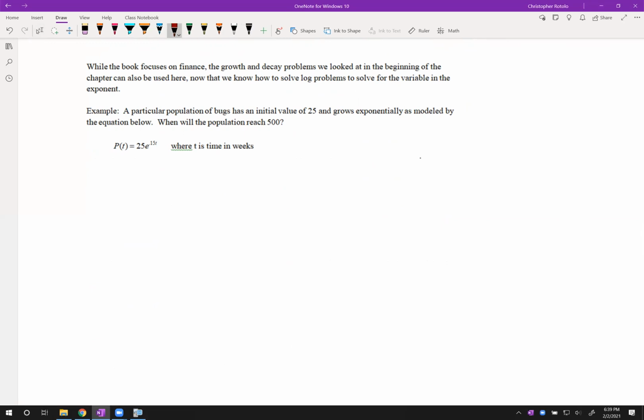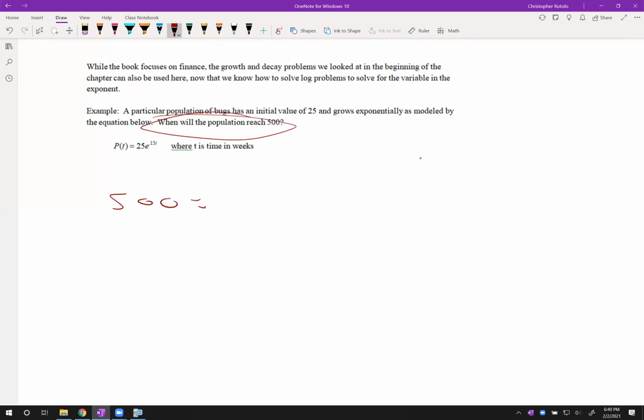Last thing we have, and this one should be pretty basic. I just want to reiterate using logs and natural logs to solve things. Okay, so we're talking about basically compounded continuously, right? So hopefully that rings a bell now. And where t is the time in weeks. When will the population reach 500?